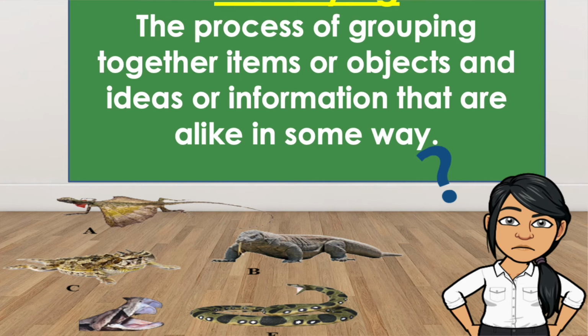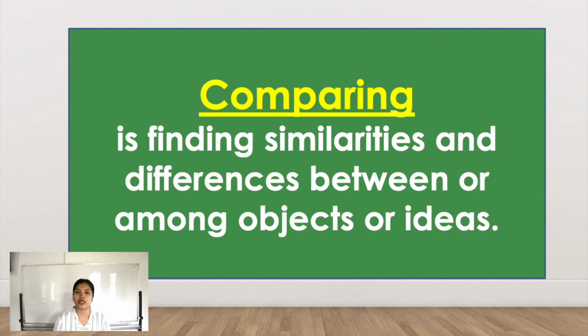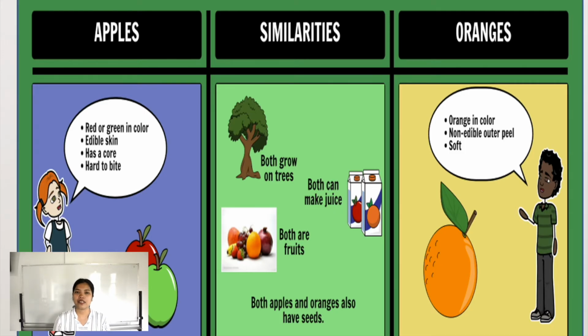Next one is comparing. In comparing, you are finding similarities and differences between or among some objects. For example, apples and oranges. First, both of them are fruits. They both grow on trees, correct? They can both make juice. And last one, both have seeds.